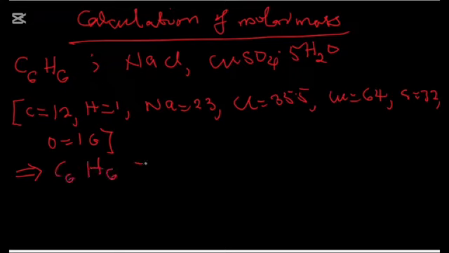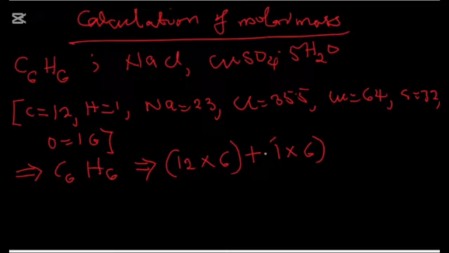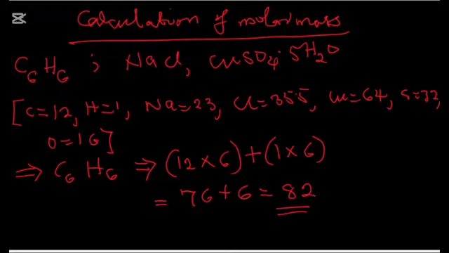So if I want to calculate the molar mass of the first one, C6H6, which is benzene, that will be 12 multiplied by 6, plus hydrogen, 1 times 6. So let's sum it together. This will give me 76 plus 6, and that will give me 82. Are we together? Sorry, 72, not 76. That is 72 plus 6, that will be 78.